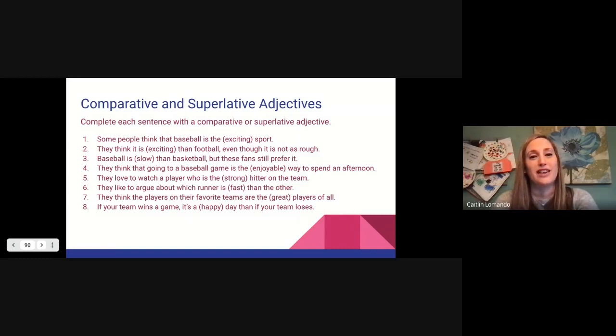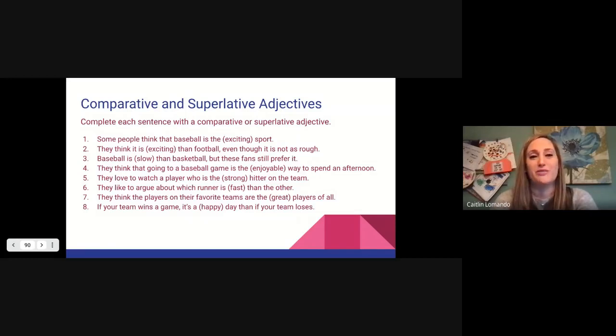Number 7, they think the players in their favorite teams are the great players of all. We're comparing players to every single person to ever play the sport, so it's superlative. Are we going to say most or add est? We would say the greatest players of all.